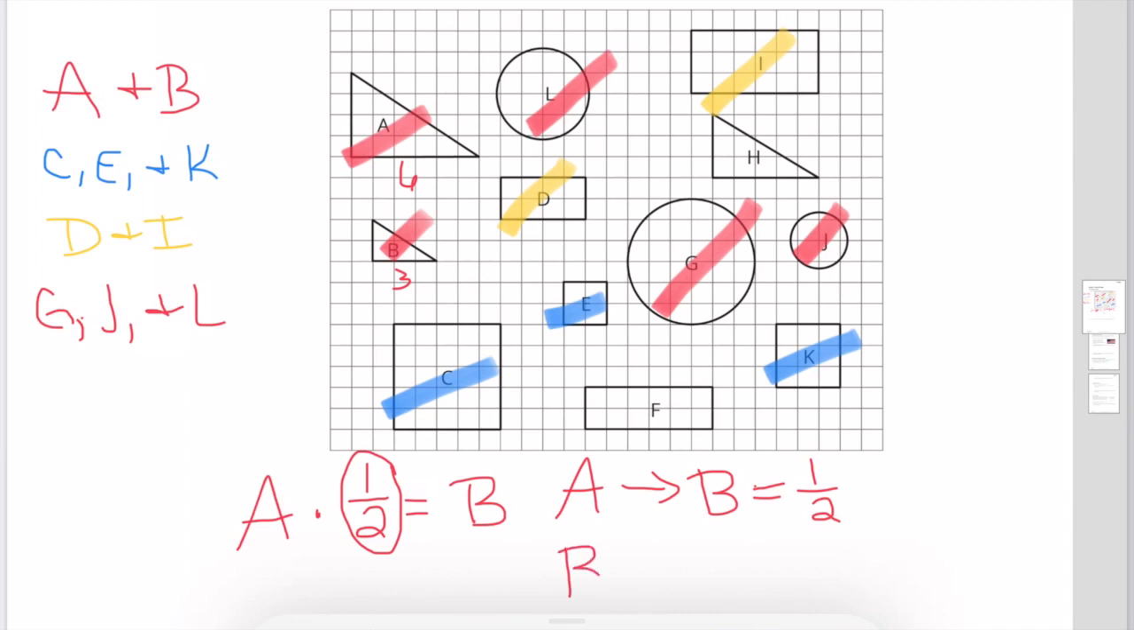What if I went from B to A? What would be my scale factor? Okay, it'd be 2 because it would be the reciprocal. Good.